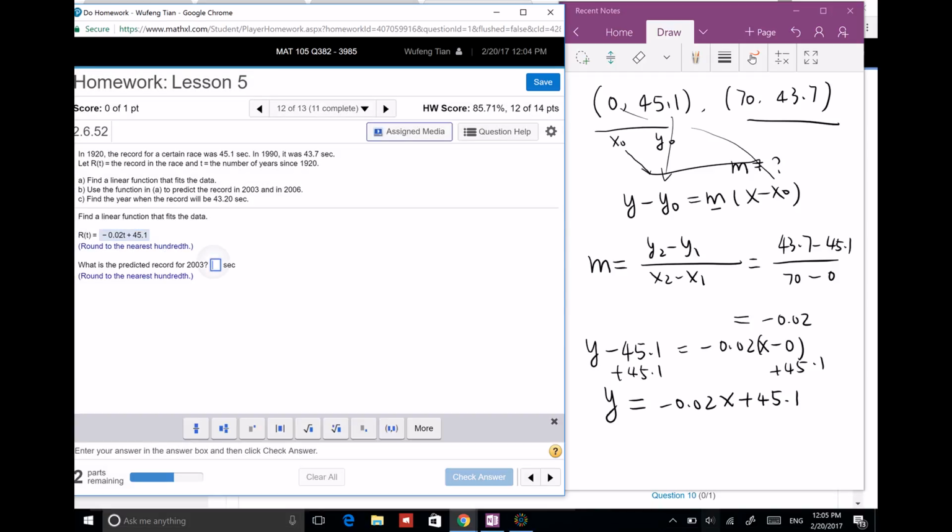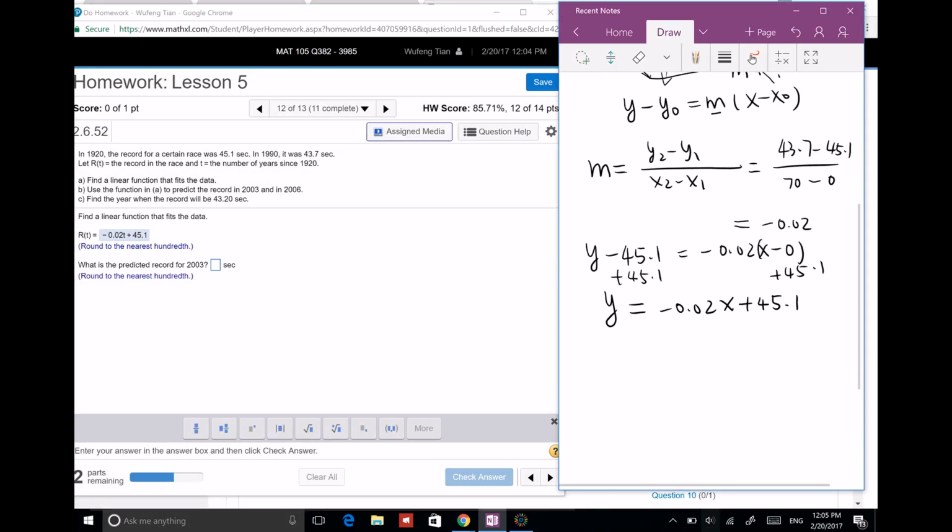Okay. And the predicted record for 2003. So now we need to find the t. T equals 2003 minus 1920. So how many years later? 83 years later. We plug 83 into the function. We get y equals negative 0.02 times 83 plus 45.1.